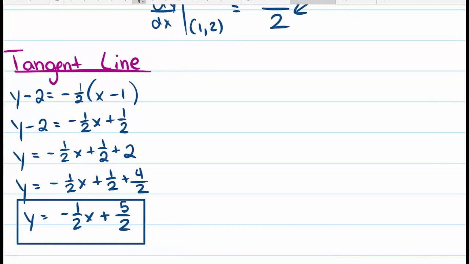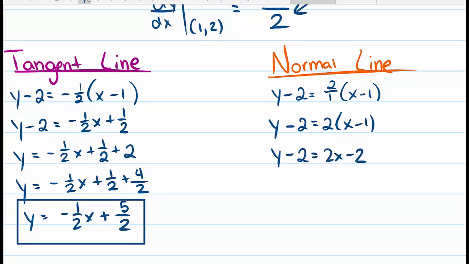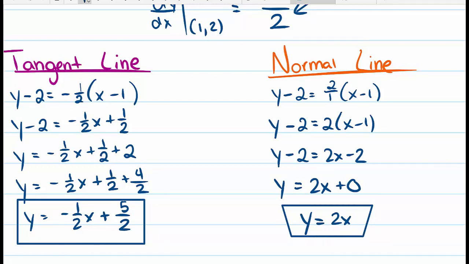Okay, now let's find the normal line. So to find the normal line, we do y minus 2 is equal to, now remember, the slope is the negative reciprocal, 2 over 1, times x minus 1. Now nobody writes 2 over 1. It's 2 times x minus 1. y minus 2 equals 2x minus 2. y equals 2x plus 0. So y is equal to 2x. There is your normal line.